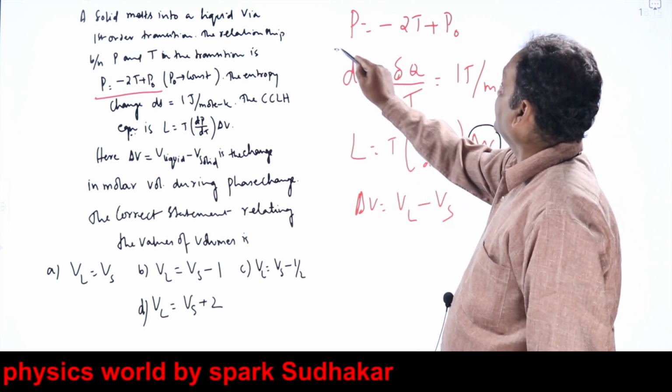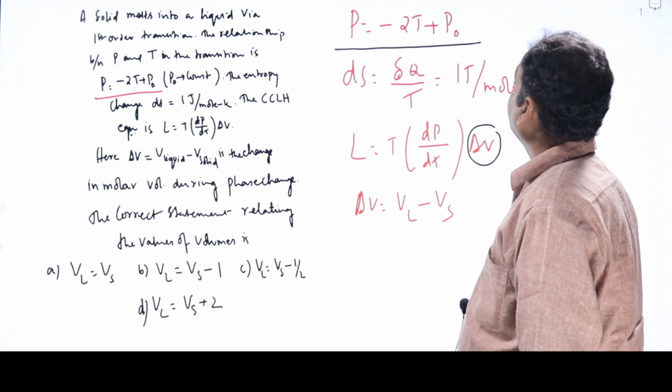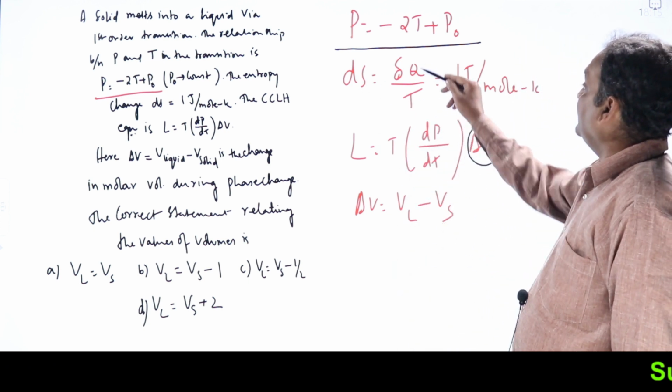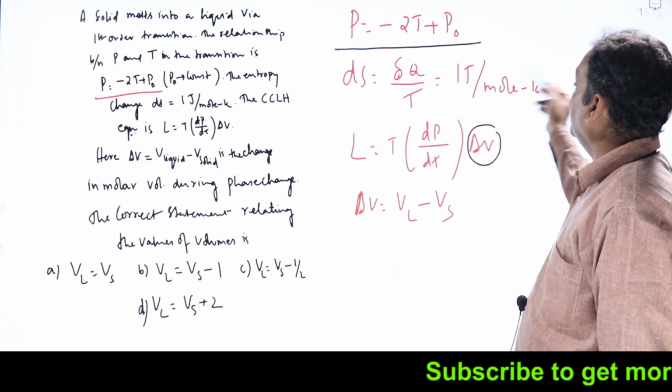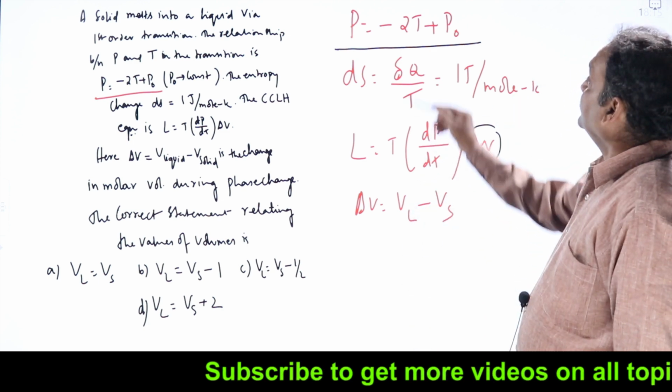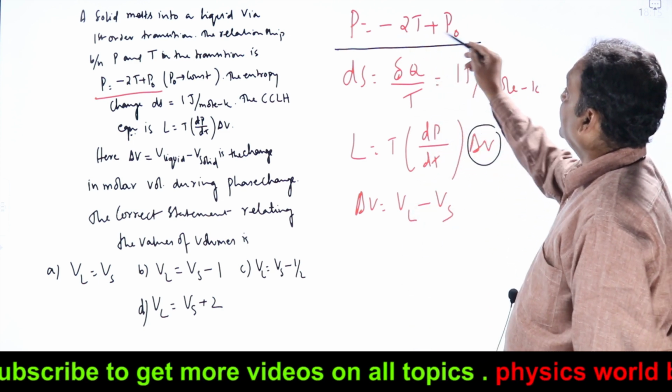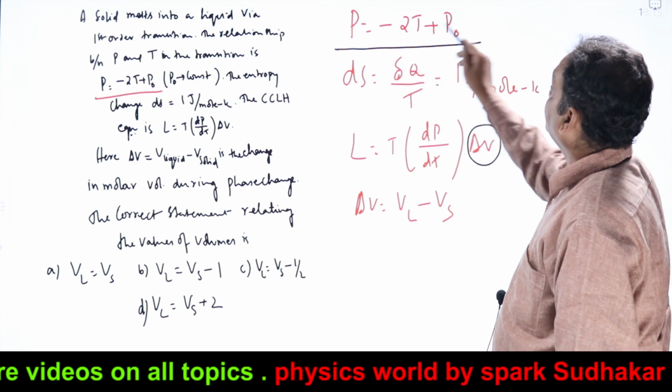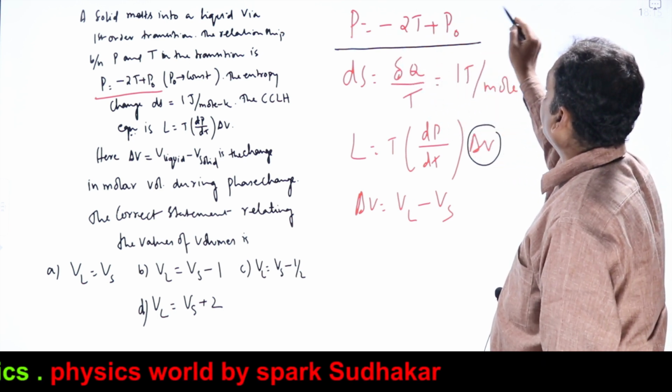But one piece of information he has given: P equal to minus 2T plus P naught, and the change in entropy dS equal to delta Q by T equal to 1 joule per mole Kelvin. So from this, try to find the dP by dT relation. If you differentiate this equation with respect to T, what do you get? P naught is anyway constant.